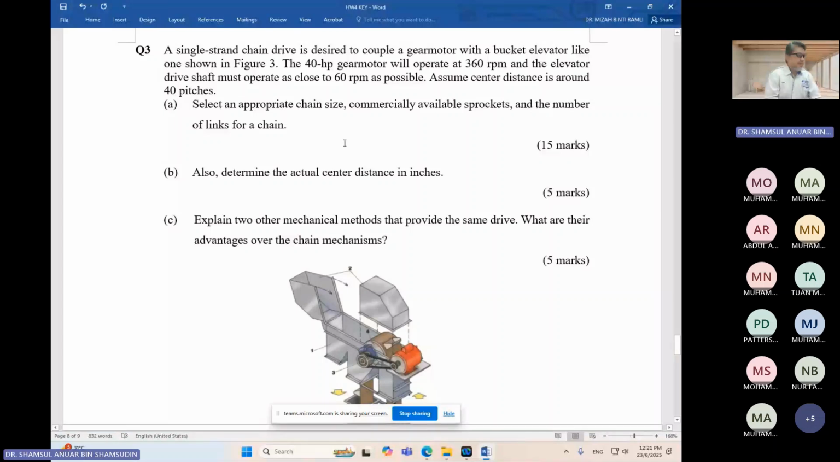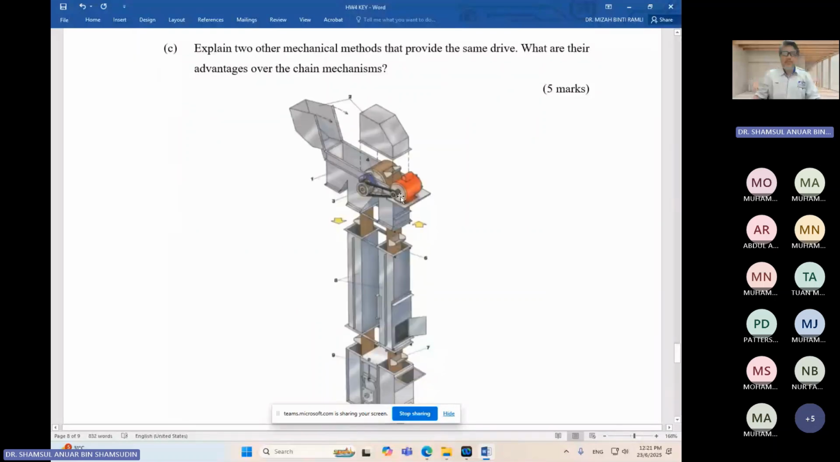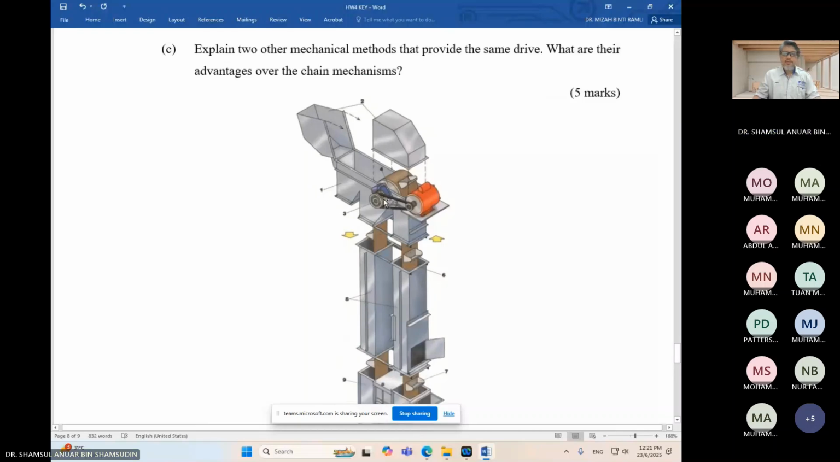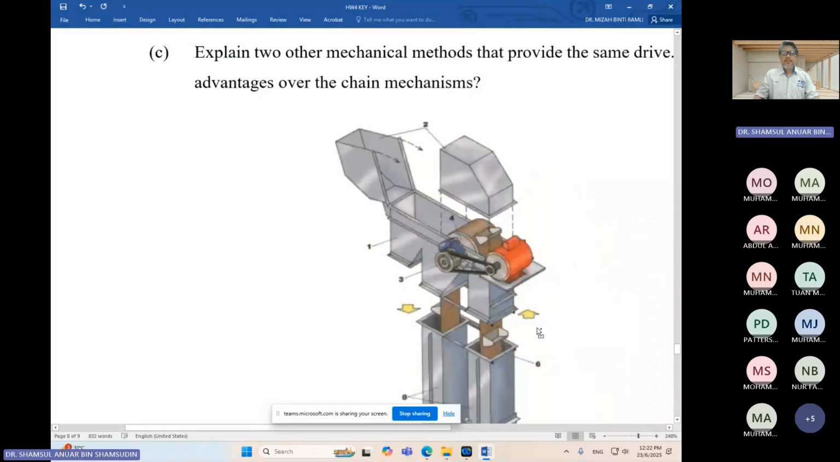So chain design will be like this one. Actually, the chain part is this one, the small one. So you almost have to zoom in. So you want to replace, I guess the original system uses a belt. So you want to replace the belt with a chain.